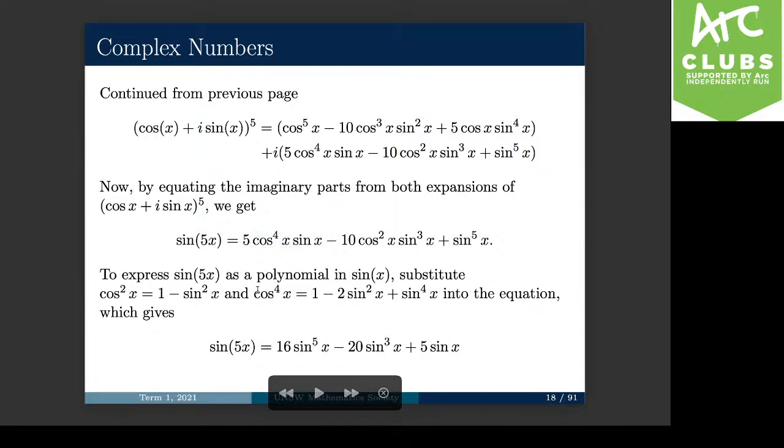So cos squared x is just 1 minus sine squared x, and cos to the power 4 x is just 1 minus 2 sine squared x plus sine to the power 4 x. This is all given on the formula sheet, I would say. Then you just plug it in and you find sine 5x in terms of only sine x. Okay, so we have this part.